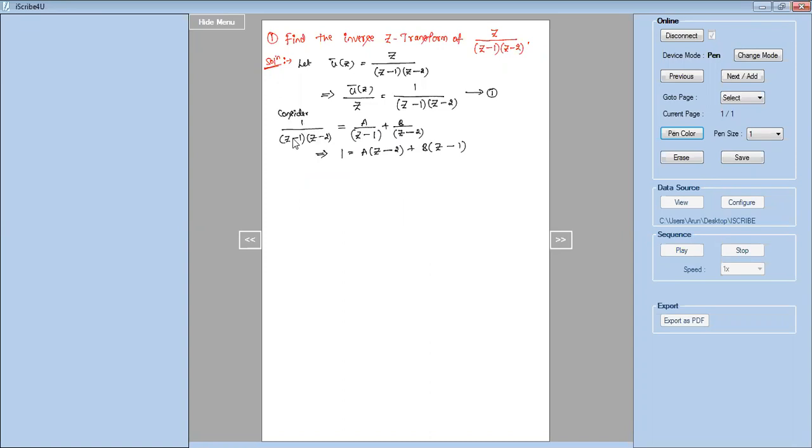Directly I am writing 1 is equal to the left hand side. z minus 1, z minus 1, leave it. A into z minus 2 plus B. z minus 2, z minus 2 gets cancelled. B into z minus 1. Now find the values of A and B.